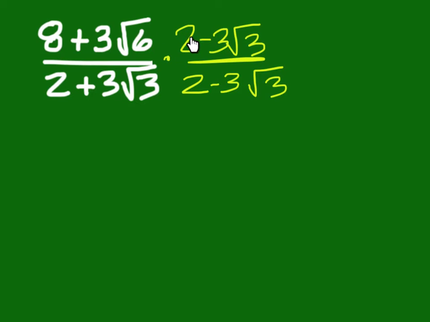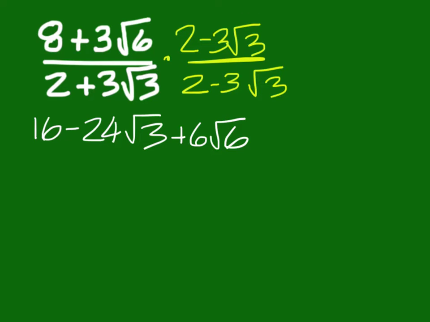Multiply 8 by 2 to get 16. 8 by minus 3 square root of 3 to get minus 24 square root of 3. Move to this term and do 3 square root of 6 times 2. Multiply the 3 and the 2 together to get 6. The square root of 6 just tags along.